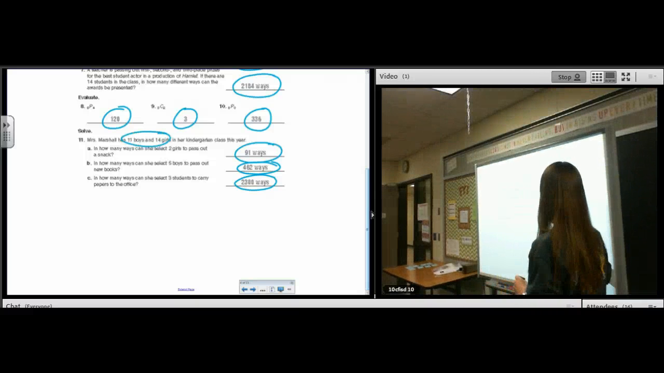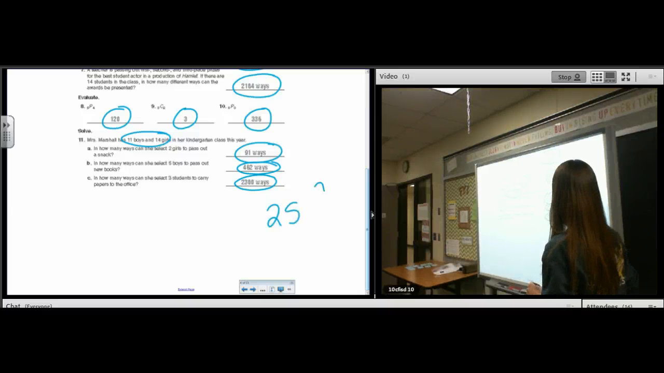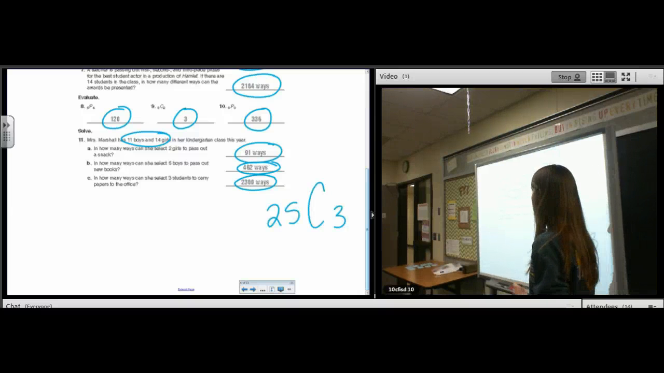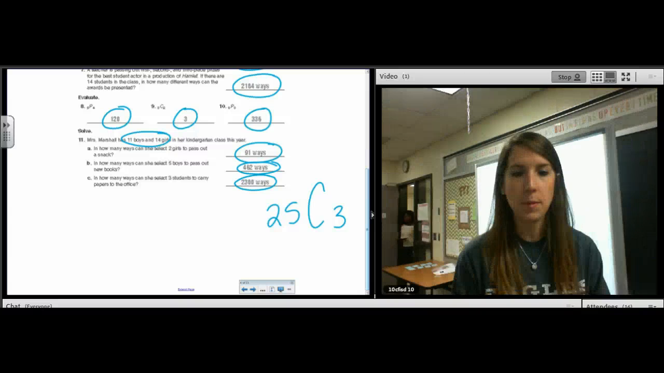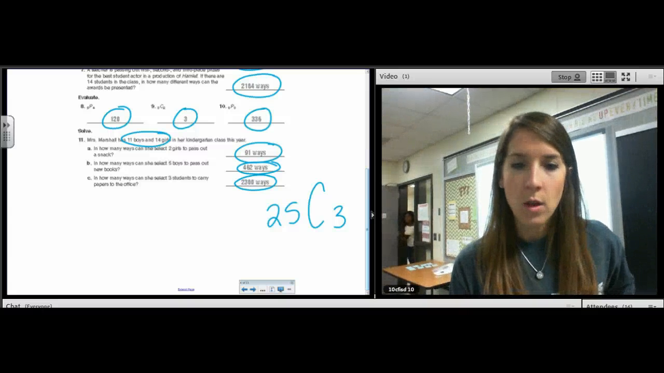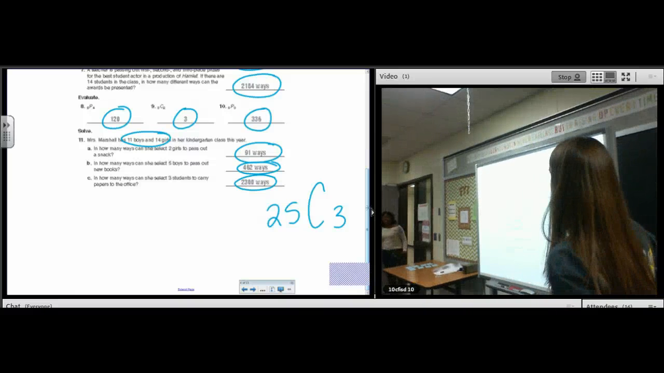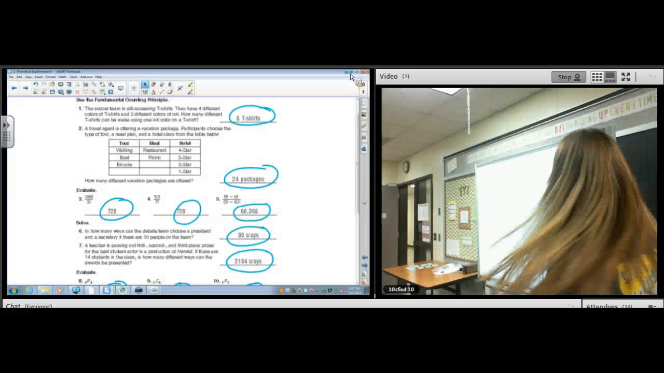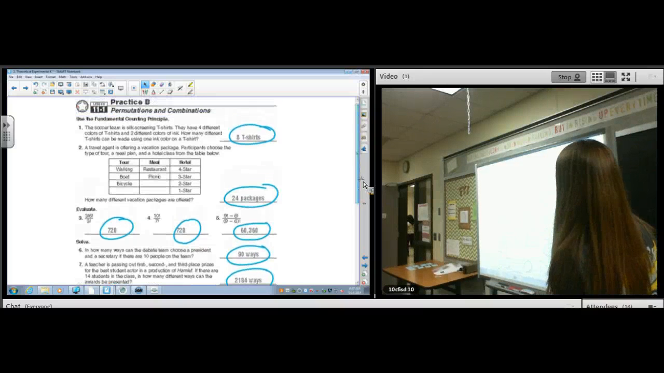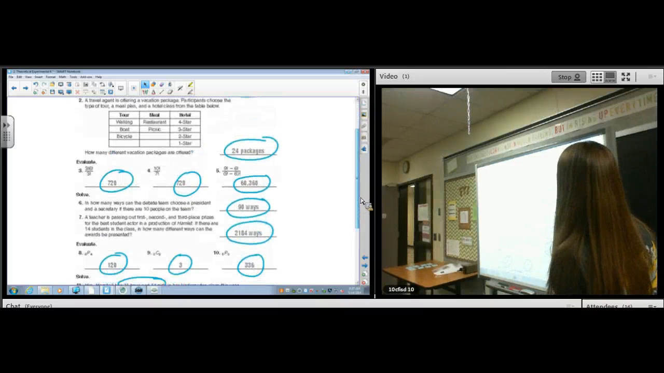There's 25 students, so it's 25. You're doing combination, and you want to choose 3 of them. Order does not matter, so that's why it's a combination. What else? Number 5.